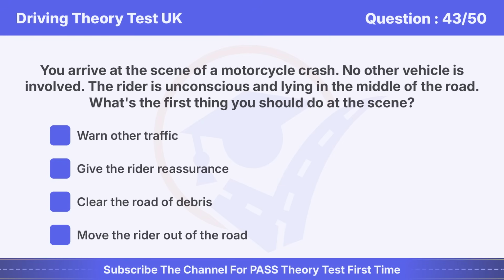Question 43. You arrive at the scene of a motorcycle crash. No other vehicle is involved. The rider is unconscious and lying in the middle of the road. What's the first thing you should do at the scene? Answer is A. Warn other traffic.